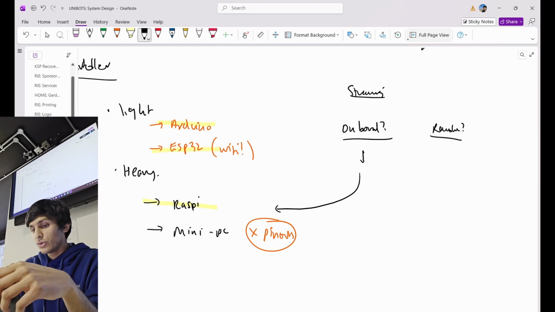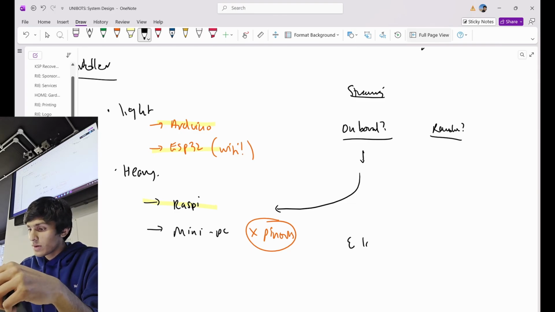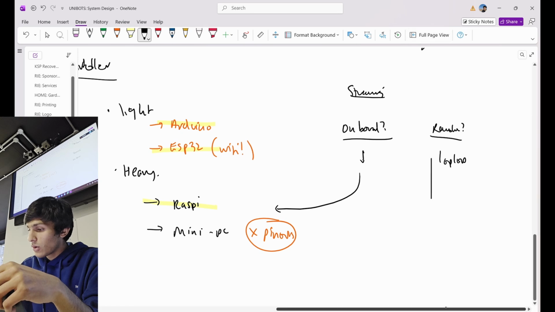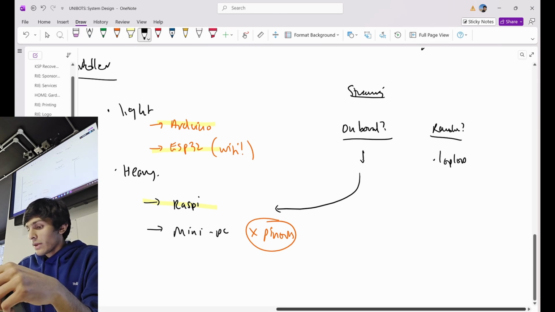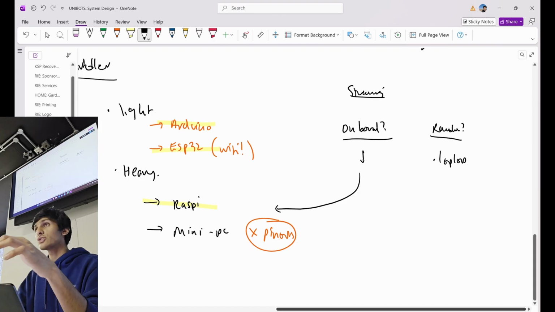If you're going to do a remote, heavy lifting can be a laptop. Do you want to do the processing on board, or do you want to do it remote? This laptop can be your own laptop. You can have a nice GPU. You can have a nice AI system. It's an opinion and a decision for you as a team.